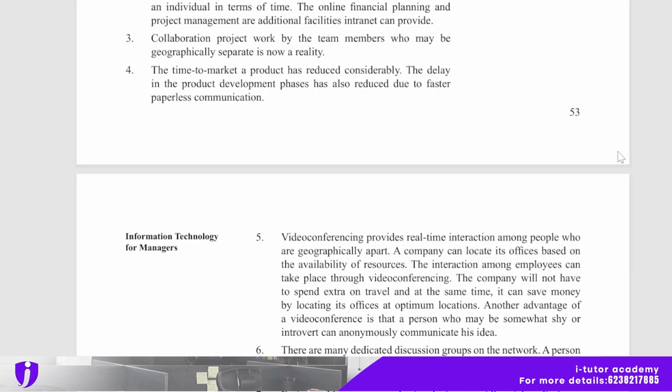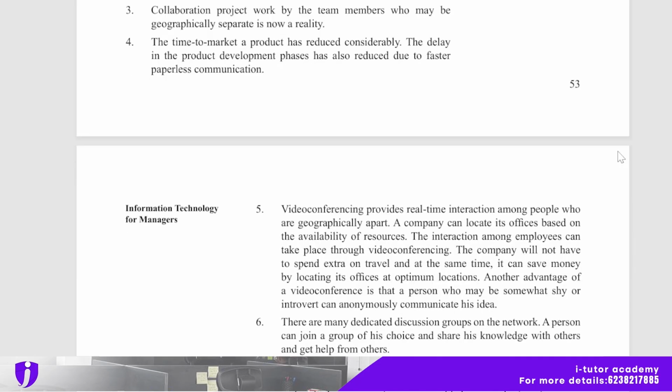A company can locate its office based on availability of resources. The interaction among employees can take place through video conferencing. The company will not have to spend extra on travel, and at the same time it can save money by locating its offices at the optimum location.